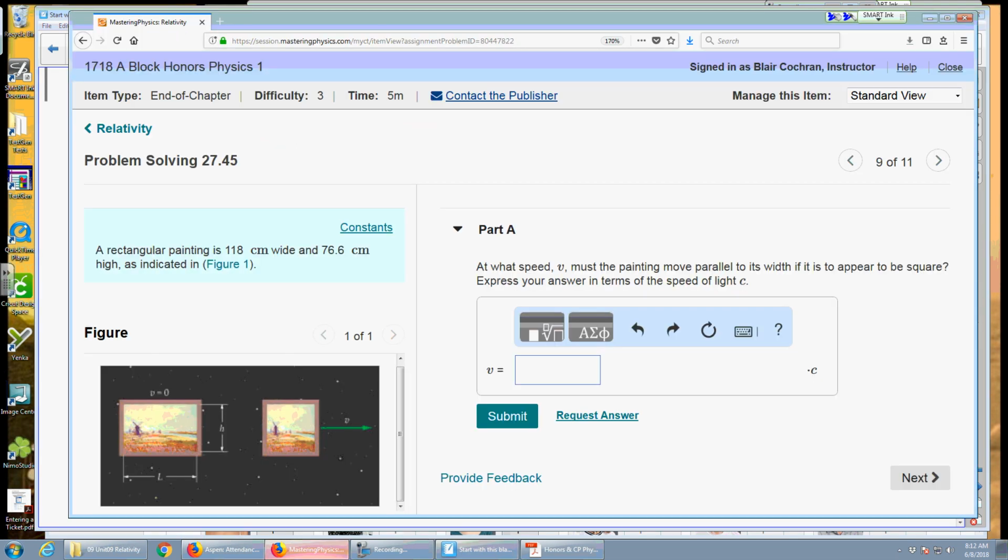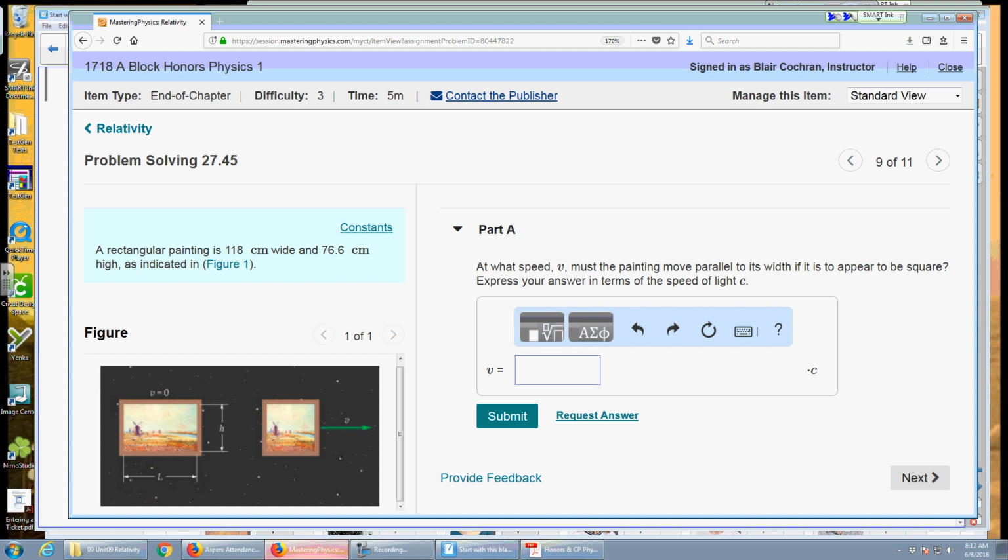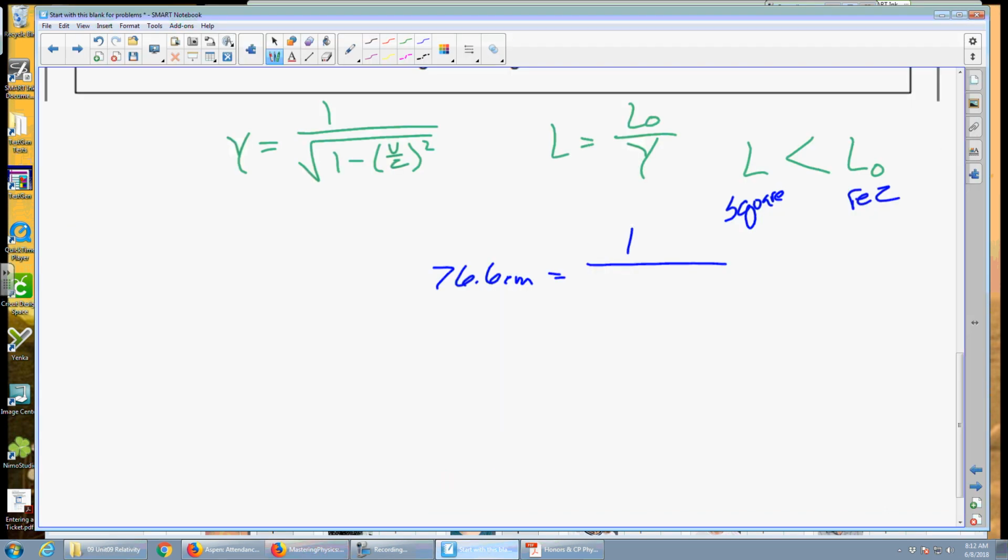And when it's a square, it's 76.6 centimeters in length. So 76.6 centimeters equals, when it's a rectangle, it's 118, and then that's just 1 over square root of 1 minus.